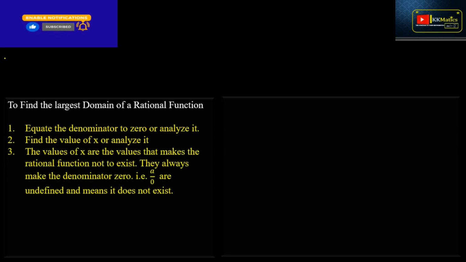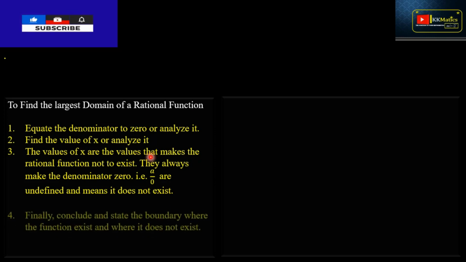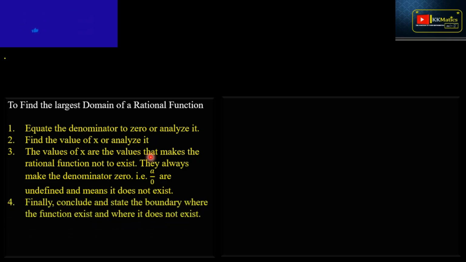we need to know that the values we found are what make the function not exist. That means that if we substitute our x with the value we have found, it makes our denominator 0, and that means the function does not exist or is undefined. And the fourth important thing to do is finally to conclude and state the boundary where the function exists and where it does not exist.